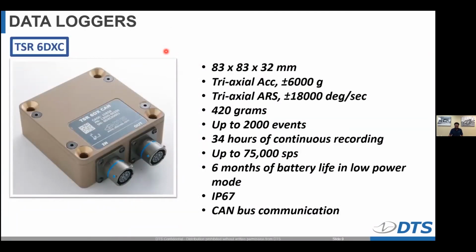One of the more recent data loggers is the TSR 60XC, which is an 83 by 83 by 32 millimeter device or package size. We kept the 6 degree of freedom with the triax accelerometer and the triax angular rate sensor. It came in a little heavier at 420 grams. It still has 2,000 events and 34 hours of continuous recording. The main change with this device is that it's a CAN bus capable device.